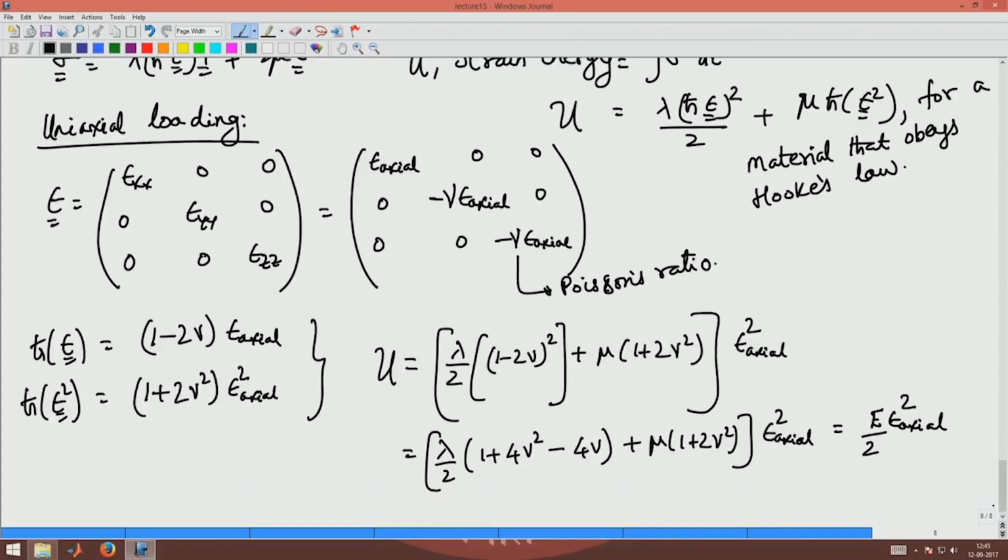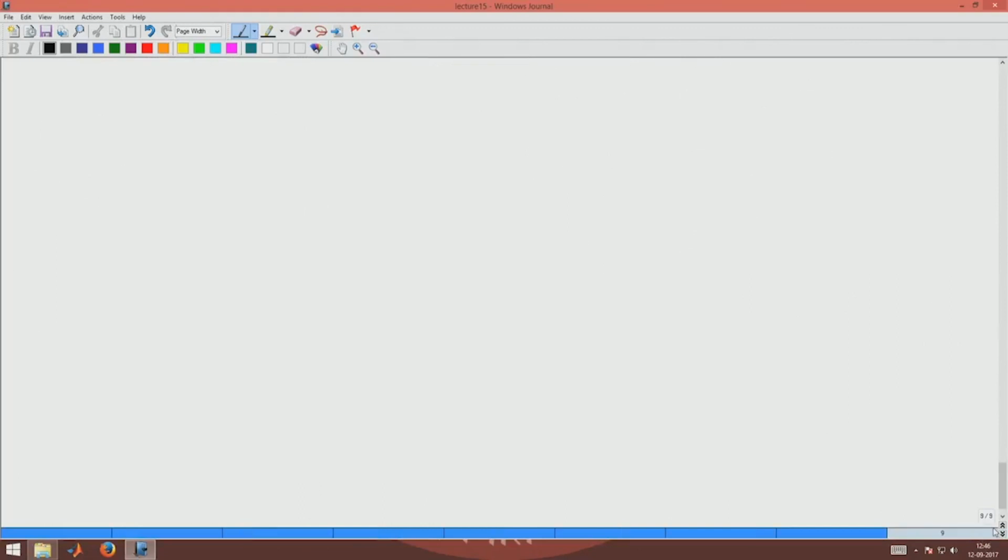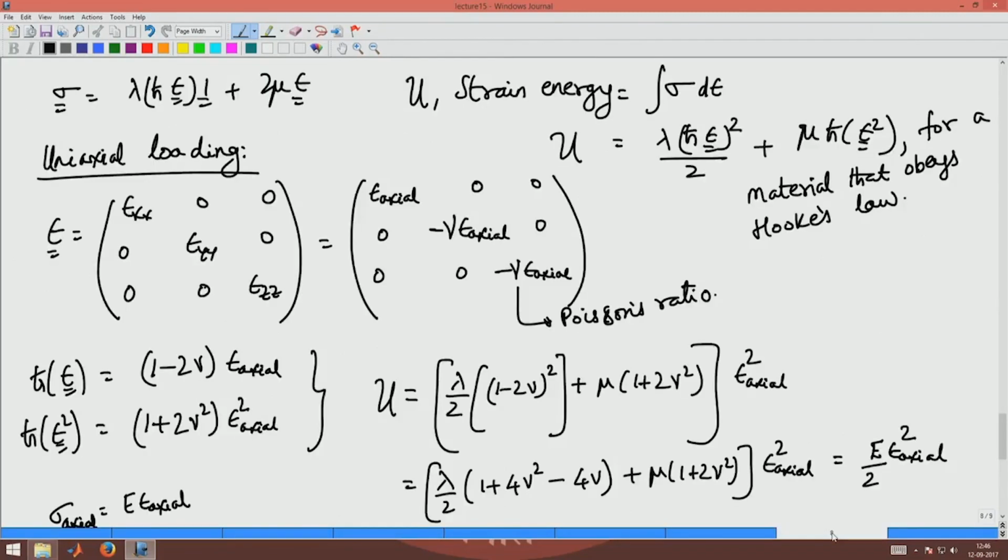In other words, you have to integrate. You know that sigma axial is E times epsilon axial. The other components of stresses are 0. So, U is the integral of E times epsilon axial, the other components of stresses being 0, d epsilon axial. So, this is nothing but E epsilon axial squared by 2. So, the straightforward way of doing this is what we did before.